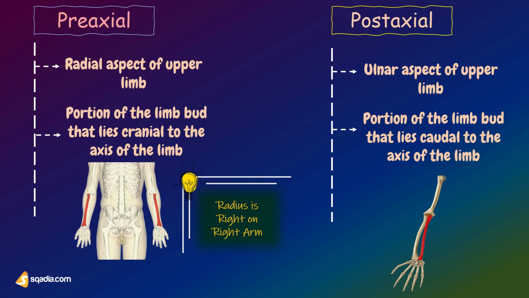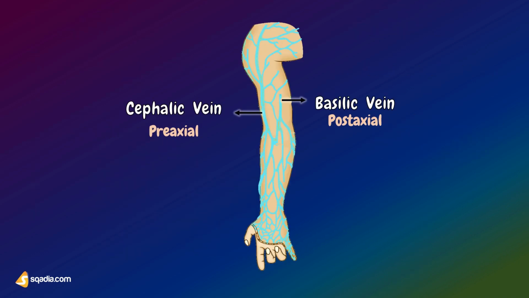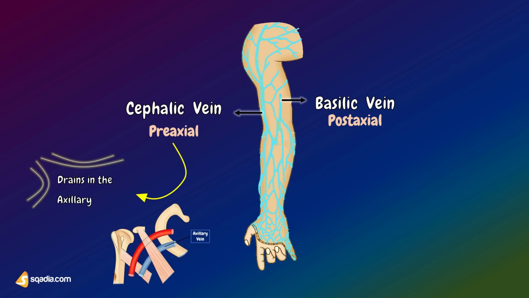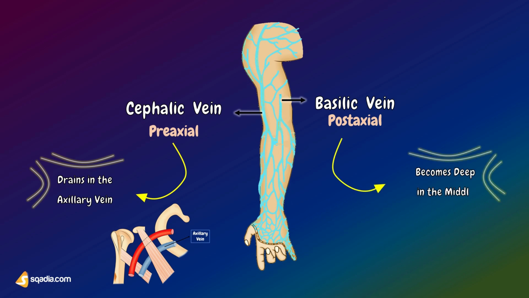Coming back to the topic at hand, the superficial veins of the upper limb. The preaxial vein is longer than the postaxial. In other words, the preaxial vein drains into the deep axillary vein more proximally, at the root of the limb, than the postaxial vein, which becomes deep in the middle of the arm. The earlier a vein becomes deep, the better, because the venous return is then assisted by muscular compression.